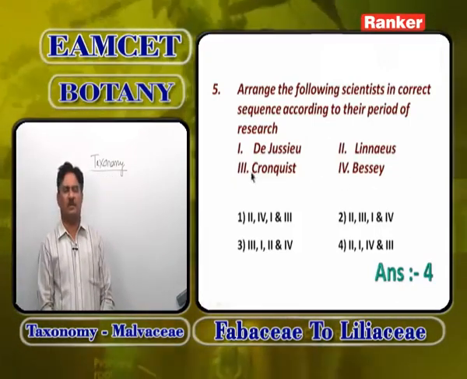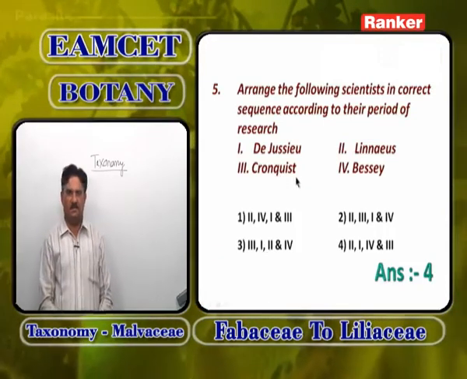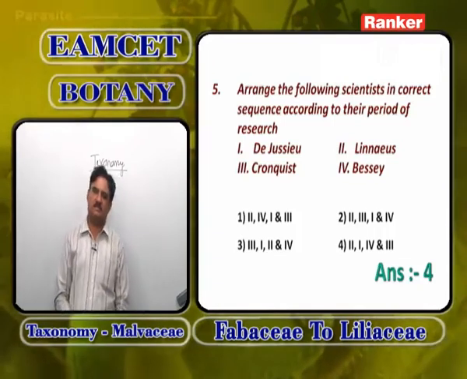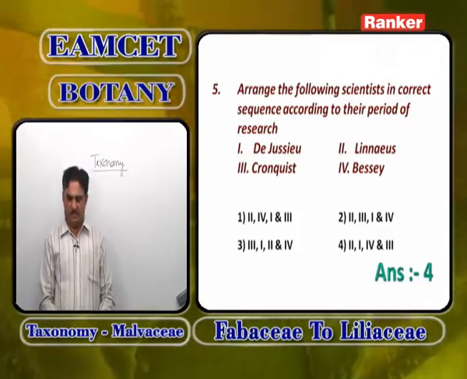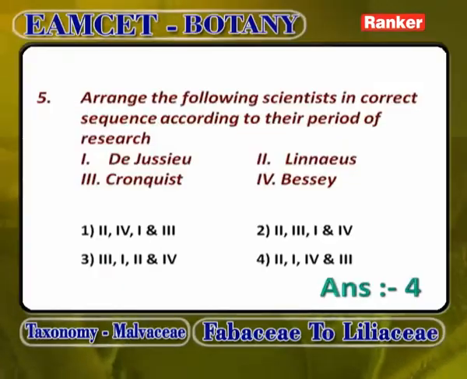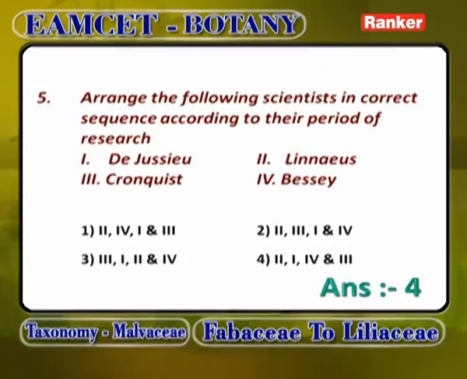Cronquist belongs to the multidisciplinary system. Takhtajan, Cronquist, Thorne, Goldberg: these are the people who proposed synthetic systems or multidisciplinary systems. So the answer will be the fourth option, 2, 1, 4, 3. Second is Linnaeus, 1 is de Jussieu, fourth is Bessey and third is Cronquist. So the correct sequence according to their period of research is 2, 1, 4, 3.